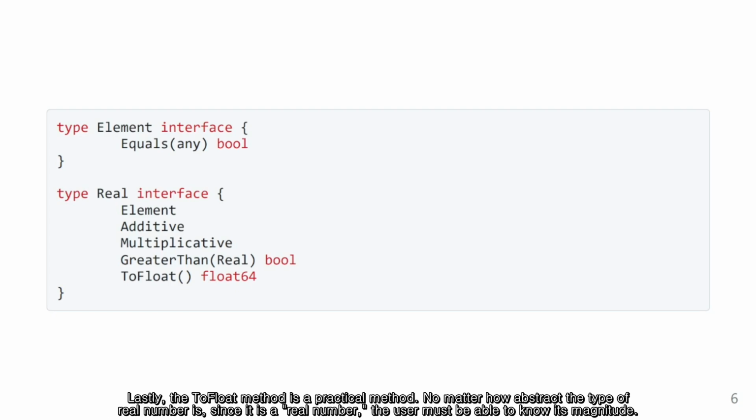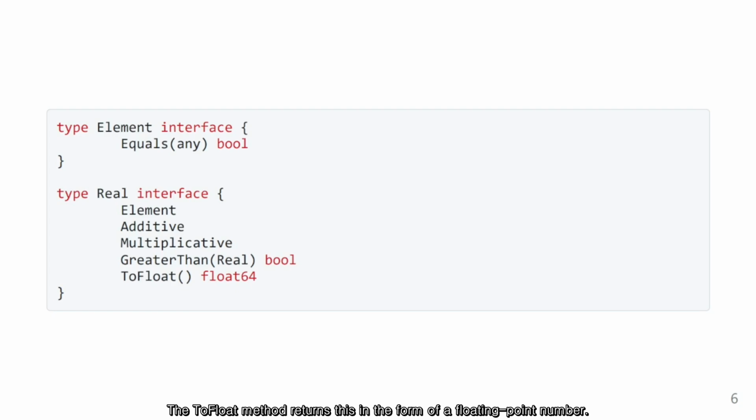Lastly, the toFloat method is a practical method. No matter how abstract the type of real number is, since it is a real number, the user must be able to know its magnitude. The toFloat method returns this in the form of a floating point number.